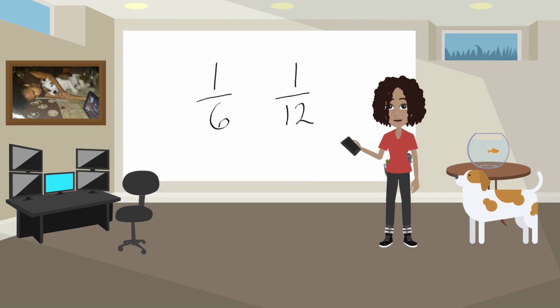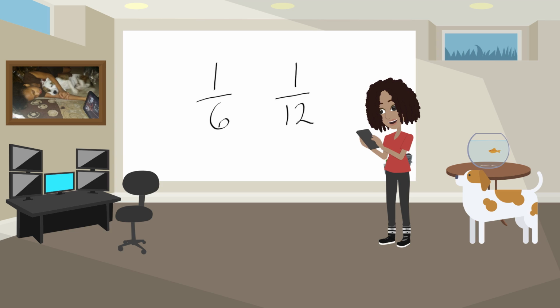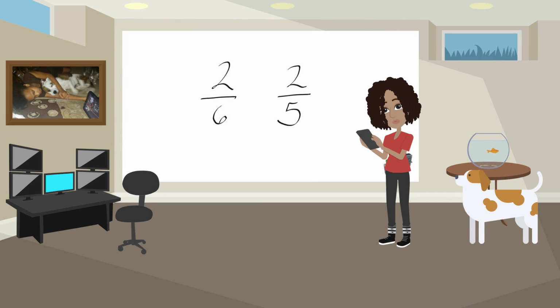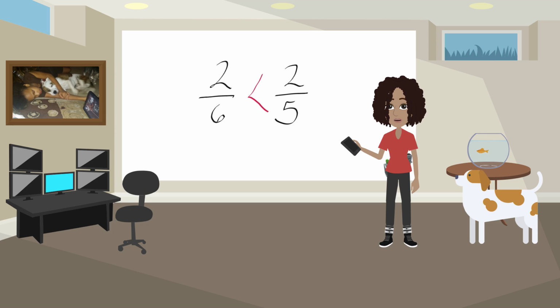Let's compare 1/6 and 1/12. 1/6 has a smaller denominator and larger equal parts, so 1/6 is greater than 1/12. Let's compare 2/6 and 2/5. 2/6 has a larger denominator and smaller equal parts, so 2/6 is less than 2/5.